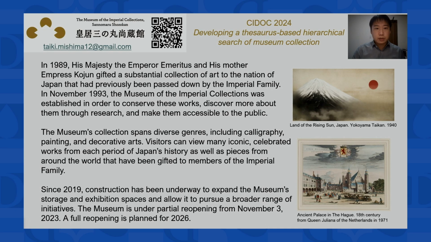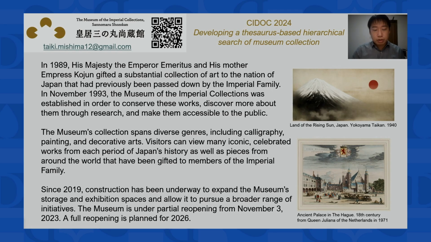In 1989, His Majesty the Emperor Emeritus and his mother Empress Kojun gifted a substantial collection of art to the nation of Japan that had previously been passed down by the imperial family. In November 1993, the museum was established. The museum's collection spans diverse genres, including calligraphy, painting, and decorative arts. Visitors can view many iconic celebrated works from each period of Japan's history, as well as pieces from around the world that had been gifted to members of the imperial family.